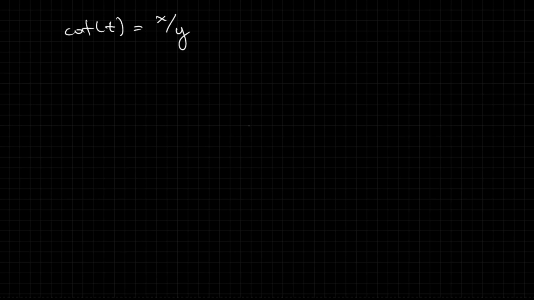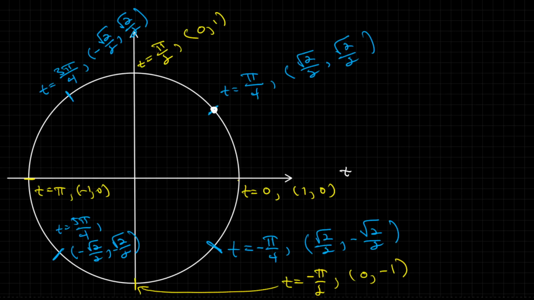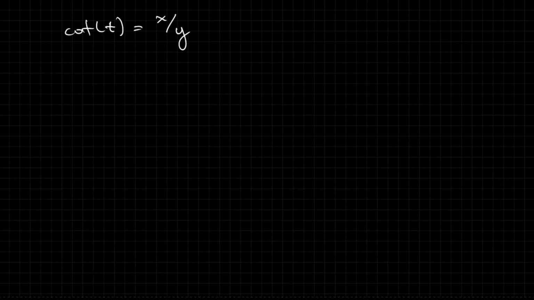Now let's sketch the graph of cotangent of t by making a table. We'll go through this much faster. So when we graphed tangent of t, we looked at this unit circle and we said, well, tangent of t is not defined at the top and bottom because when you compute tangent of t, you divide by x. Here, we're dividing by y.